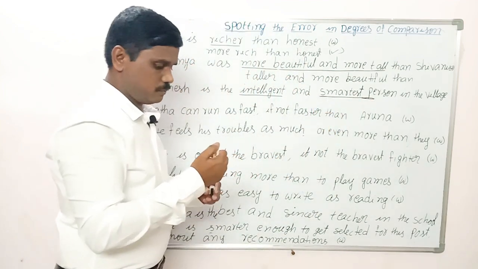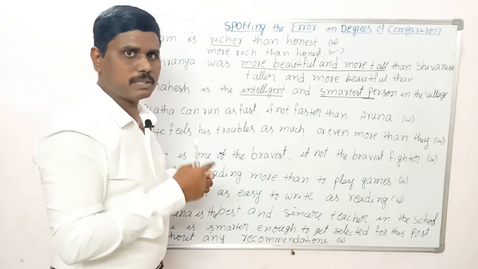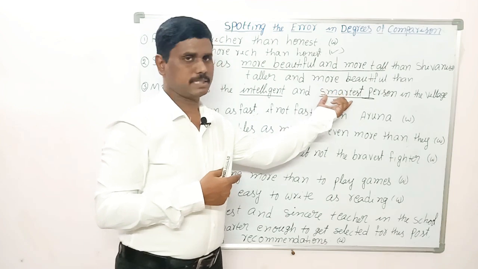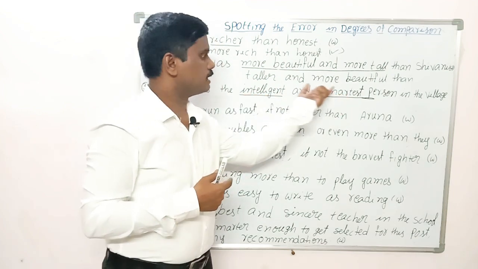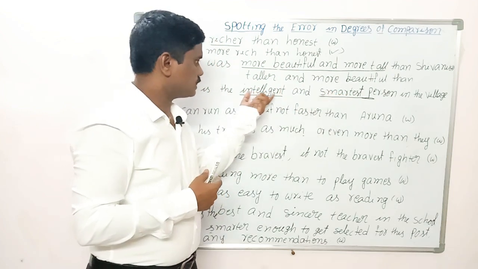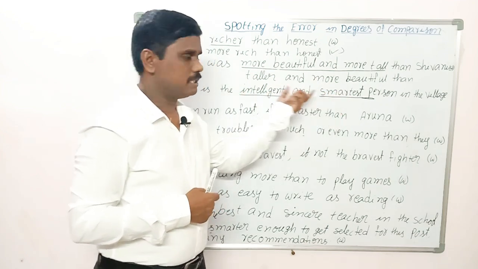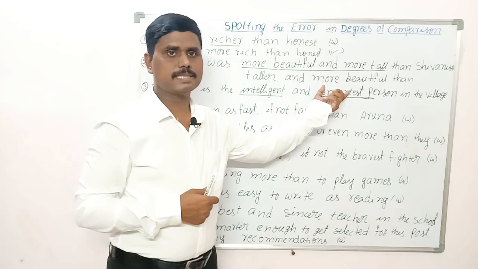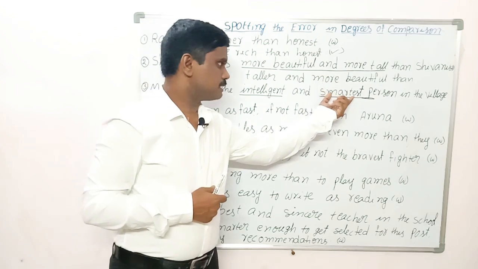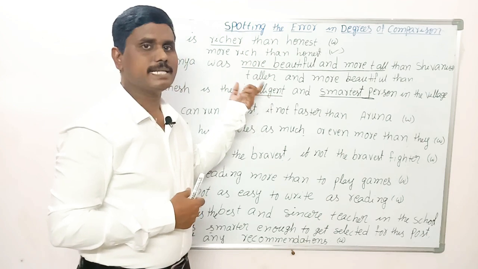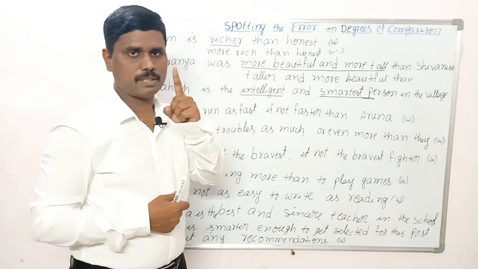So when we want to compare or we want to tell something, we must use the same kind of adjective. Here adjective 1, here also adjective 1. Here adjective 2, here also adjective 2. Here adjective 3, here also adjective 3. Here the same, here also the same we use. Whereas this is smartest, adjective 3. Here intelligent, this is adjective 1. This is wrong. Number 1 wrong.